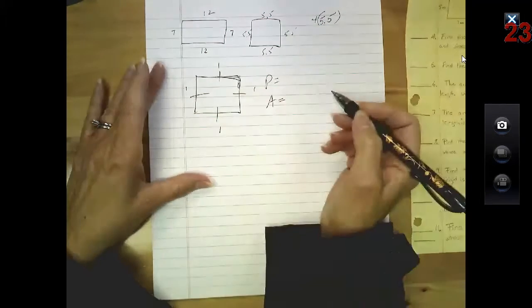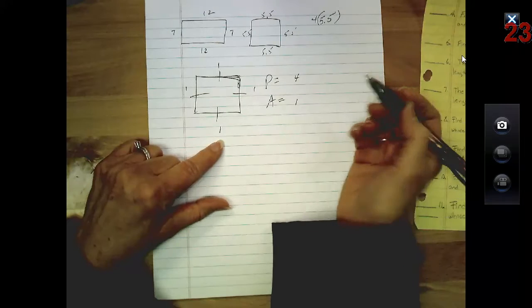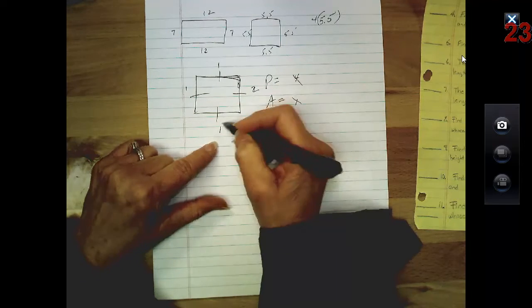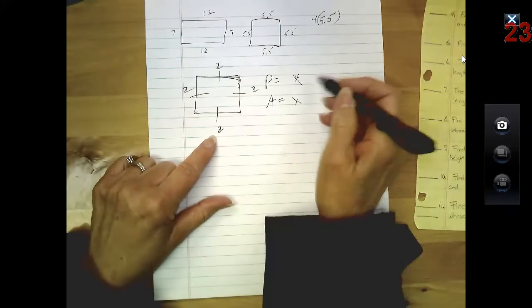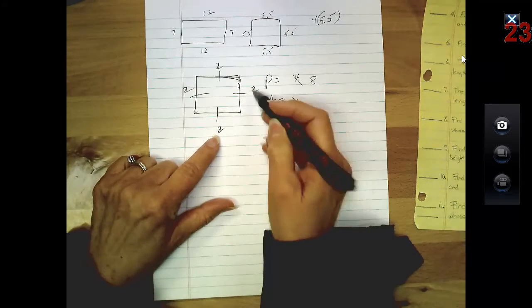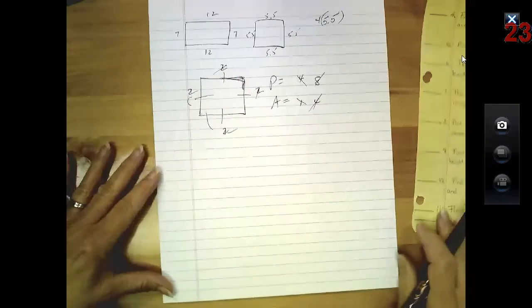Try like 1. The perimeter would be 4. The area would just be 1. So that didn't work. Try 2. Okay. The perimeter, 2, 4, 6, 8. The area, 2 times 2 is 4. That didn't work. So try another one till you find one that works.